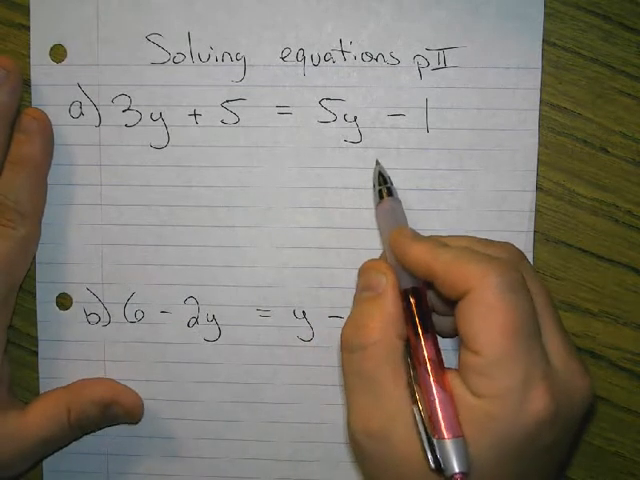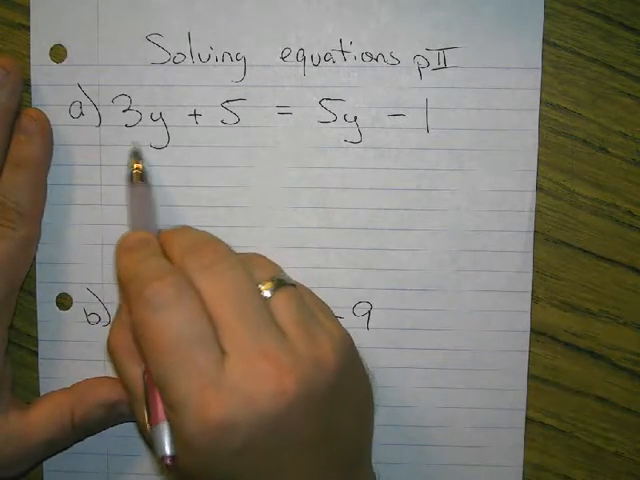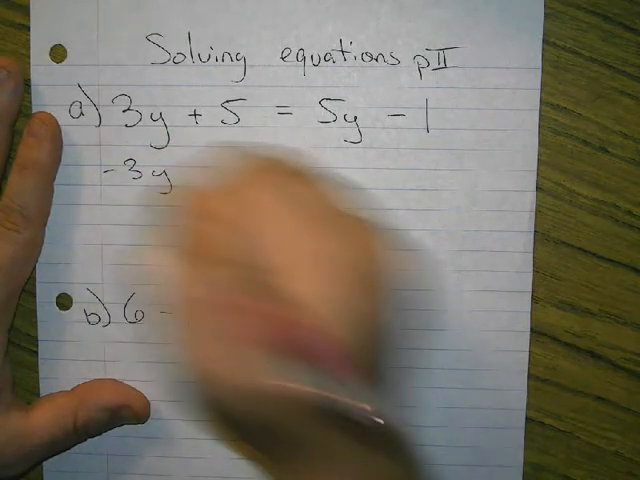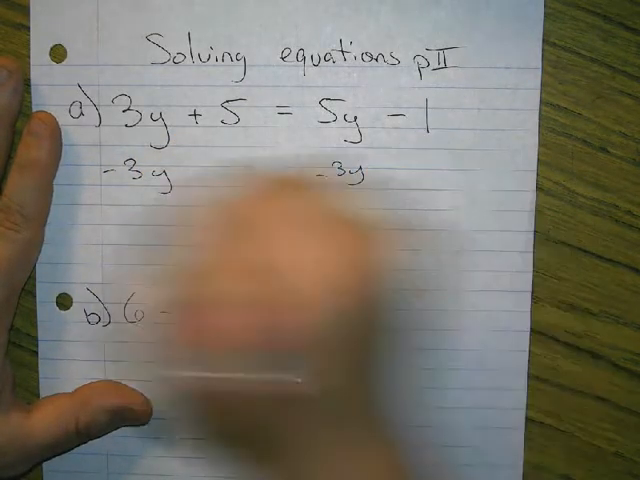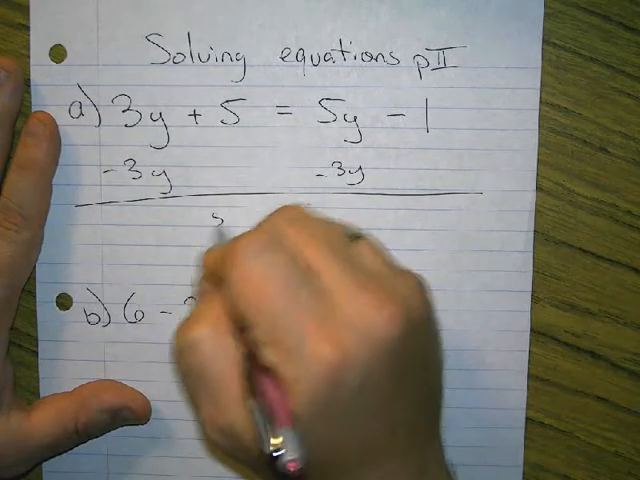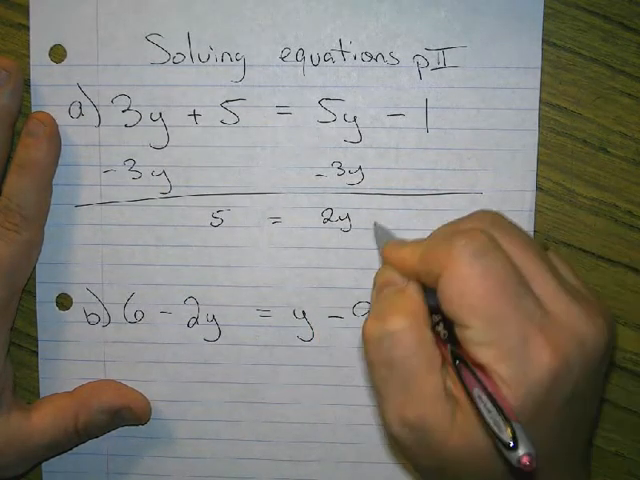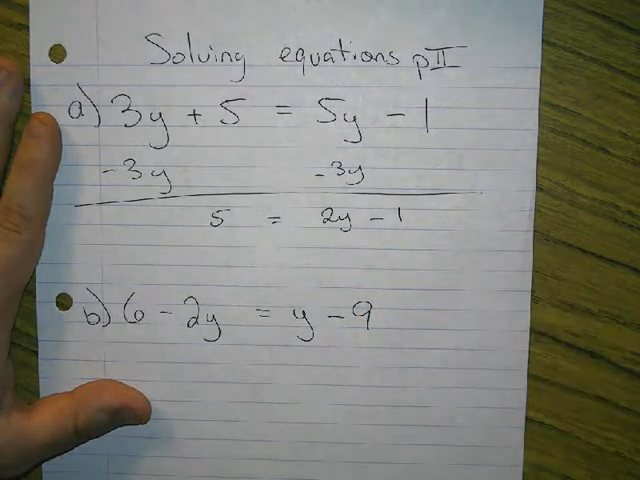All right, so first thing I'm going to do is get the y's on one side. How do I get rid of positive 3y? We're going to subtract 3y. Okay, but I have to do it to both sides. That leaves me with just 5 equals 2y minus 1. Now it's like the problems we just did.